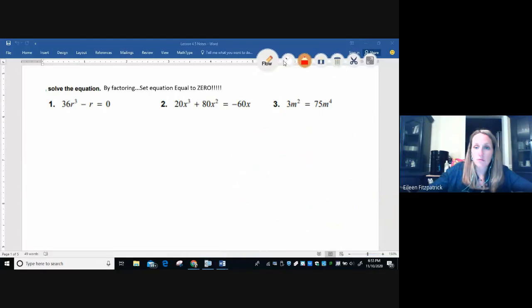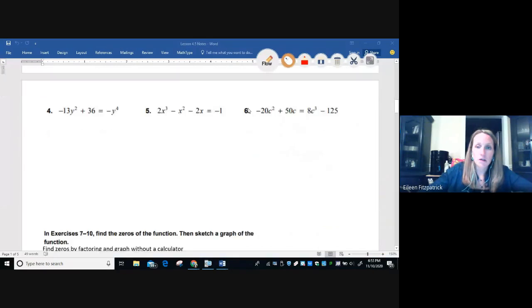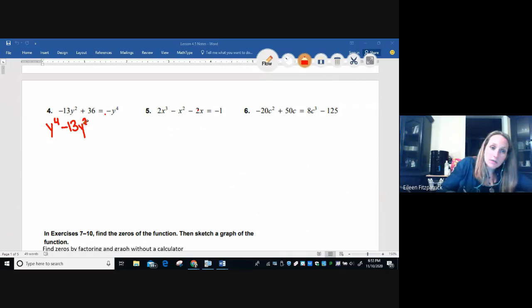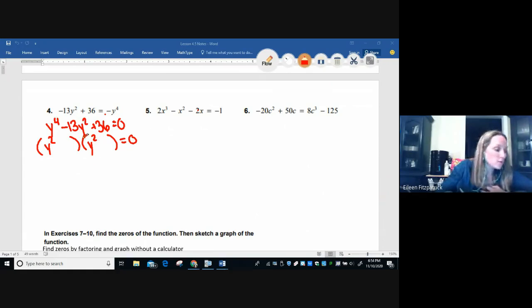Okay, let's keep on moving. Okay, more of the same for these two. So setting it equal to 0, I'm going to add the y to the 4th to the other side. So I have y to the 4th minus 13y squared plus 36 equals 0. All right, I'm going to try to reverse FOIL to factor this one. So I'm going to have y squared times y squared equals y to the 4th. Two numbers that multiply to 36 and add to a negative 13, we're going to be using a negative 9 and a negative 4.